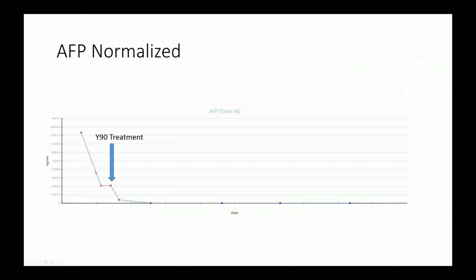And it was very interesting. This is the day of his treatment here. When I asked him what had happened between this day and this day when I met him, he told me that he had become a vegetarian. And he is not on any systemic therapy. So clearly something to do with his diet made a significant difference in his AFP.